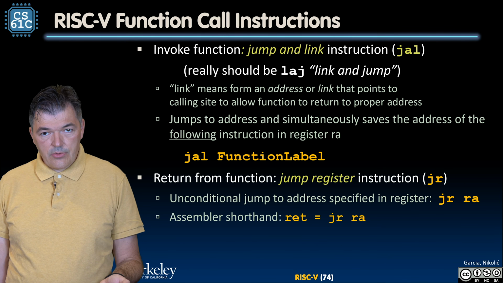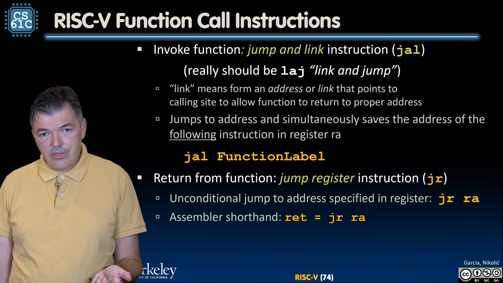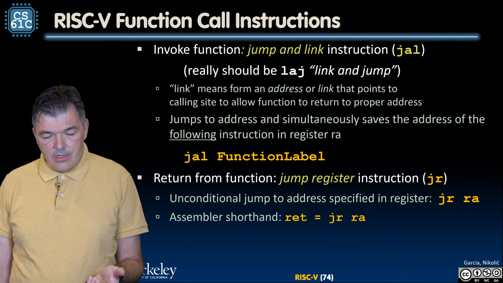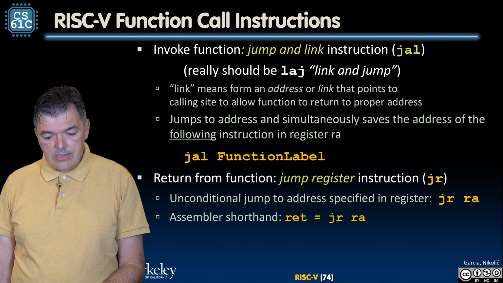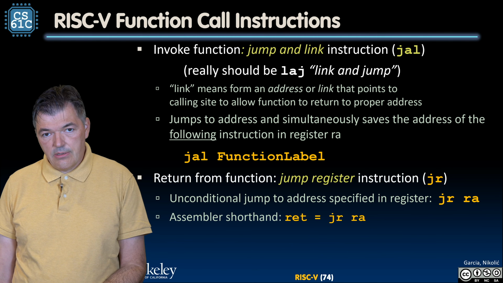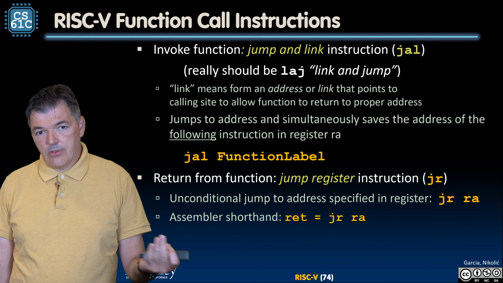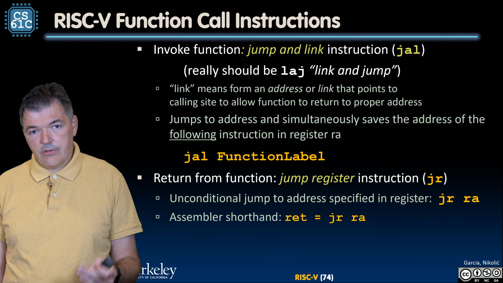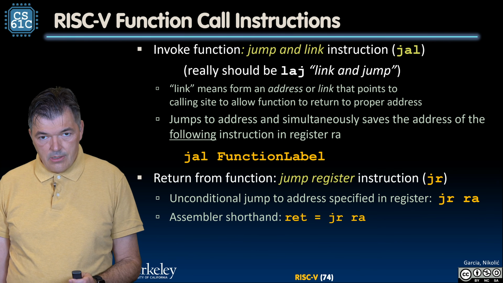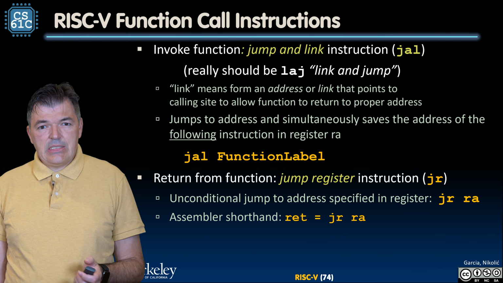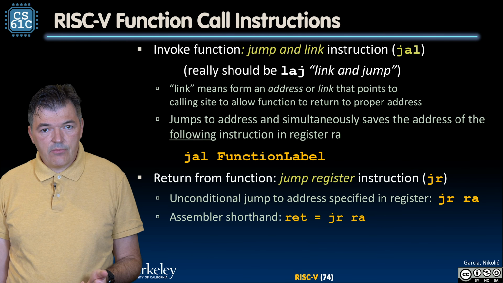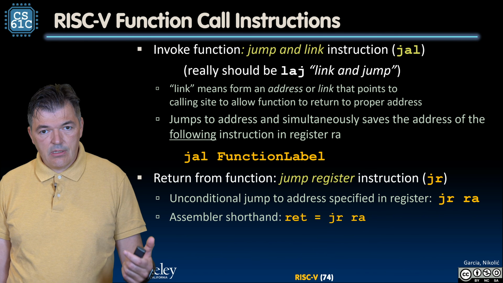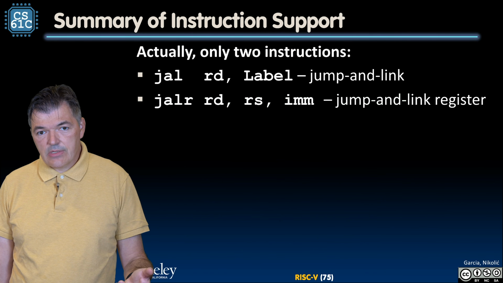And then the other one that we have seen is JR. There is actually a pseudo instruction that we use as return. Return is JR to the return address. So at the end of a function call, we'll generally just find a return or ret. That's basically it for function calls. We have learned how to call a function from C and how that translates to RISC-V assembly.